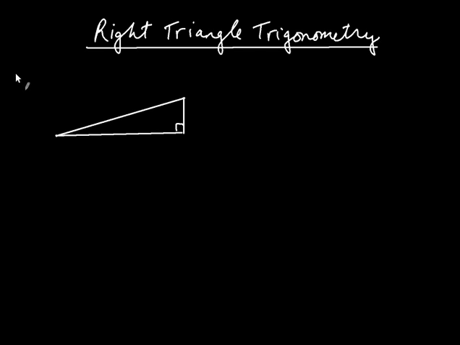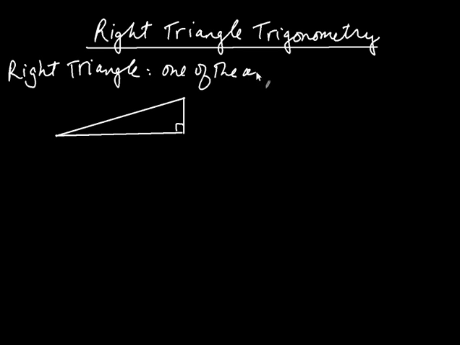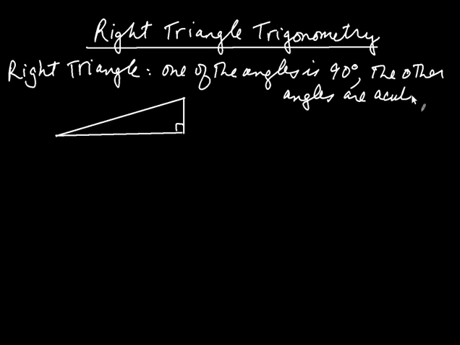When we say right triangle, what we mean is a triangle where one of the angles is 90 degrees, okay? And the other angles are what we call acute. And an acute angle is an angle, let's call it theta, that's a Greek letter theta, that's less than 90 degrees, but positive, that is greater than 0 degrees, okay? That's what we mean by acute.